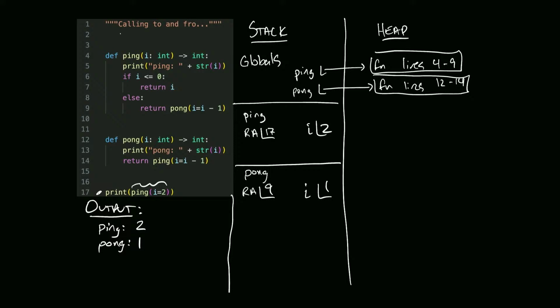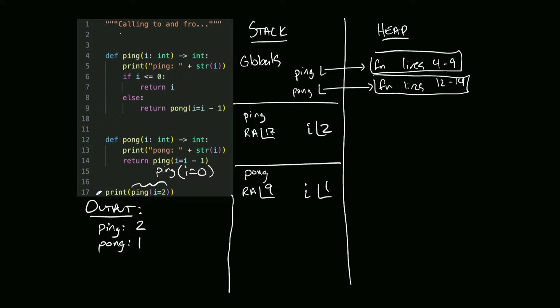And then we reach a return statement, but that has an expression. We've got another function call, right? So we know with function calls, we need to evaluate the arguments first. And remember that this is effectively the same as saying ping. i is currently 1, so i is 0 for this next frame, all right? So we need to evaluate this function call.